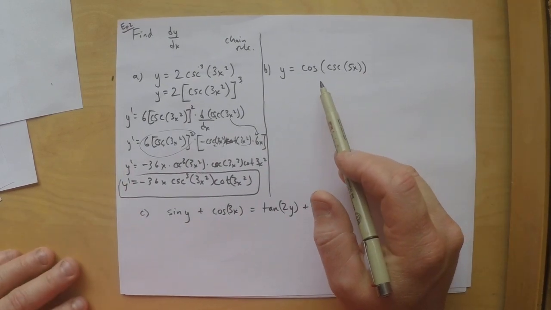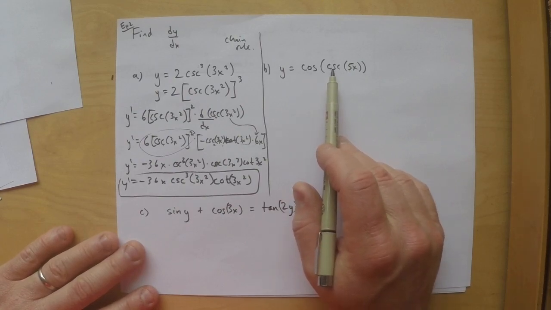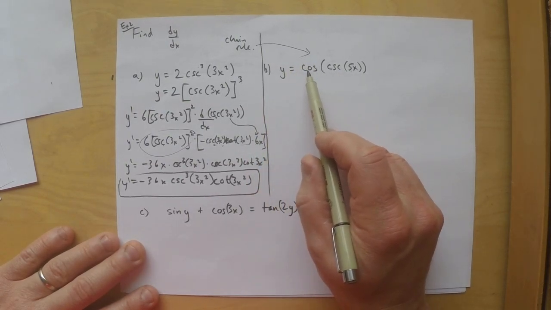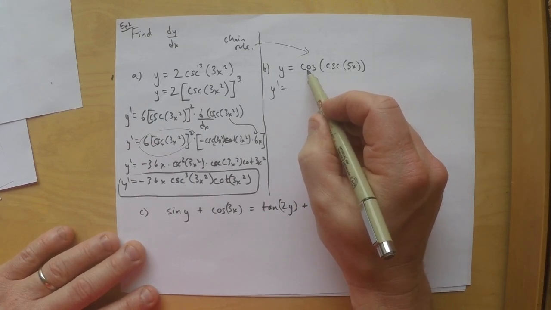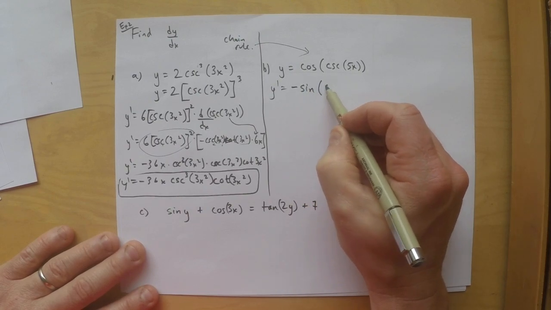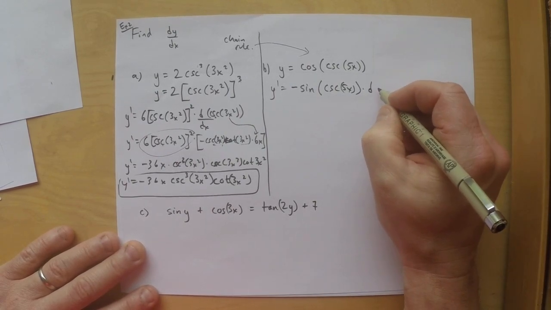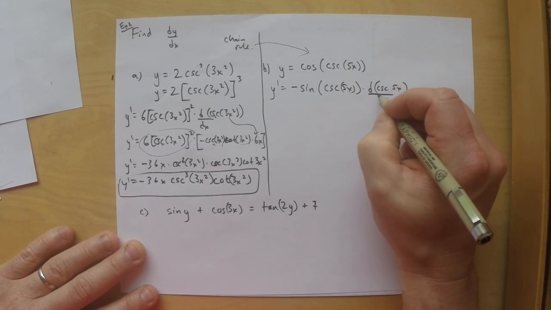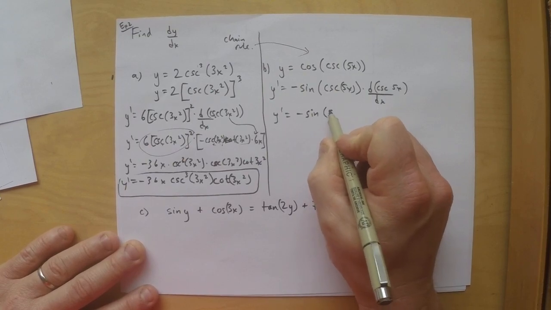Okay, B. What do we got? You got cosine, and inside the cosine is a cosecant, and inside the cosecant is a 5x. Again, this is another chain rule. And then we got to peel off the layers. Everything's written well. So, outer derivative. Derivative of cosine. Negative sine. Inside stays the same. But then I got to multiply by the baby. I got to multiply by the derivative of that. But at least one layer is peeled off. The outer layer, you're done. Rewrite it.